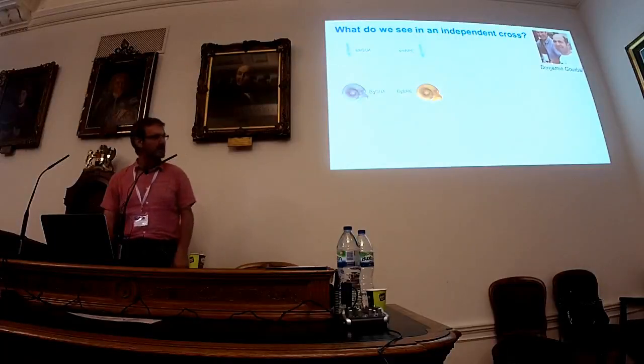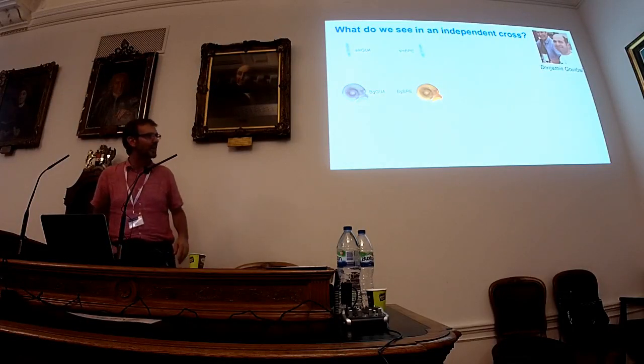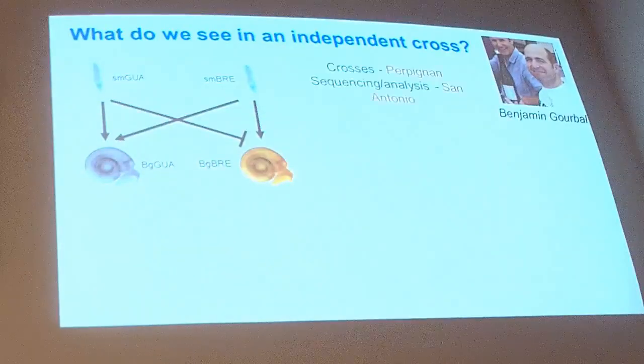What about if we go to an independent system? So Benjamin Gourbal in Perpignan set up another cross. This time he used SM Bray, as we did, but he crossed with a Guadeloupe parasite, SM Gua. And again, the patterns are very similar. SM Bray in this case can infect both snails. SM Gua can only infect BG Gua. And crosses were done in Perpignan. We did all the sequencing and analysis.